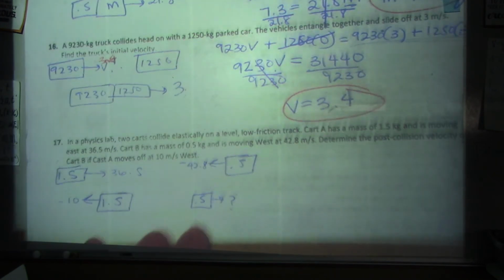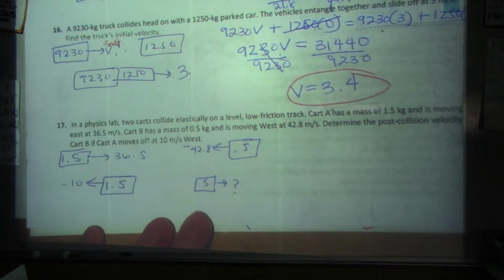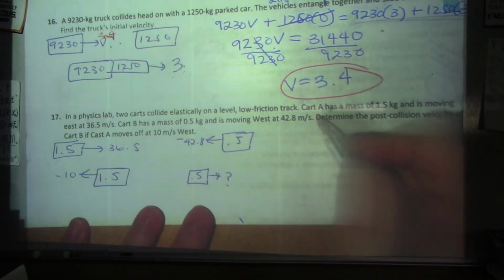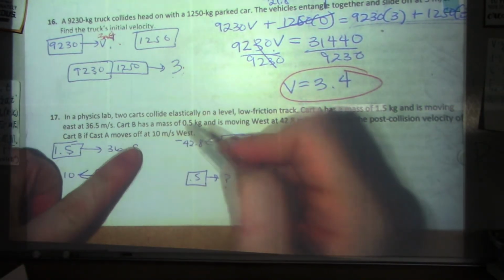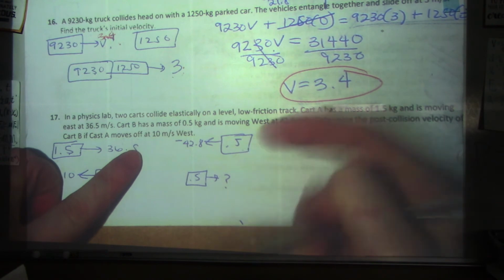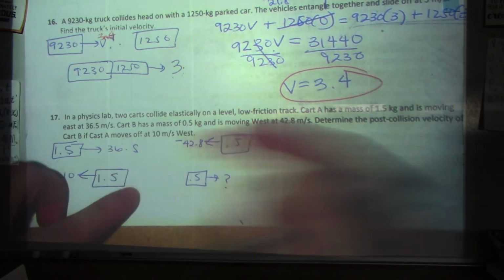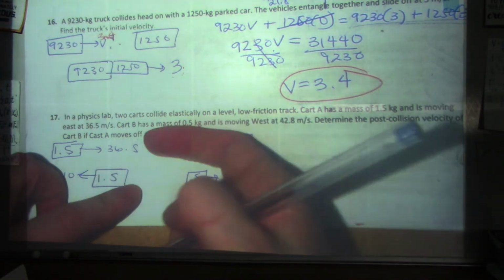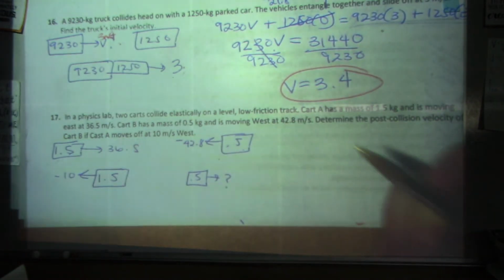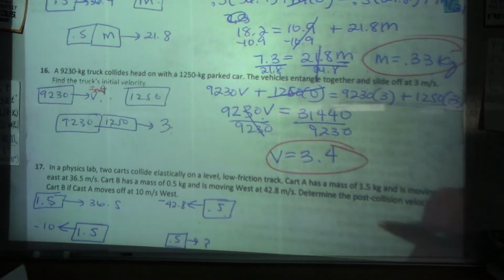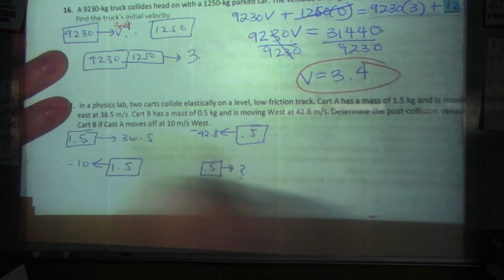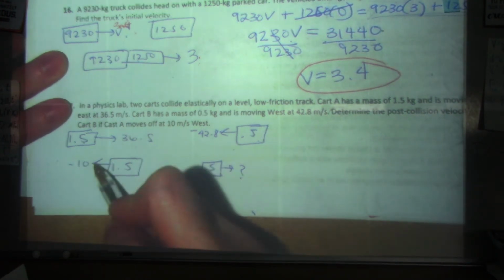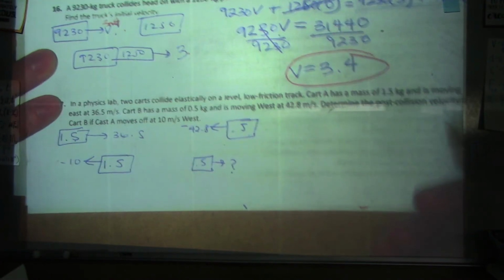In a physics lab, 2 carts collide elastically. Cart A has a mass of 1.5 and is moving east at 36.5. Cart B has a mass of 0.5, it's moving west. So as soon as it's going the opposite direction, or left or west, we need to put a negative sign there. And we want to know the post-collision velocity of cart B. So we're looking for this velocity if cart A moves 10 west. Again, west should be a negative sign.